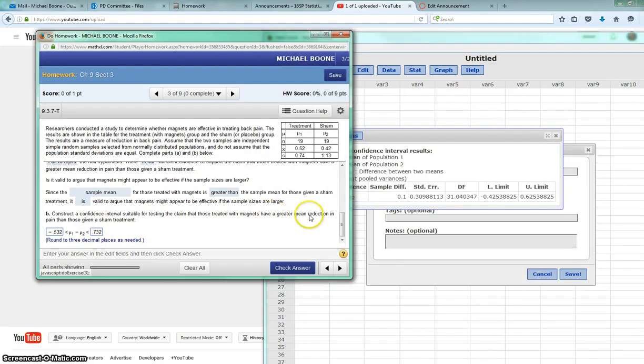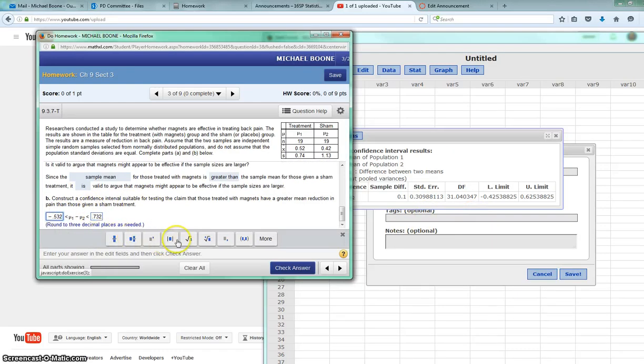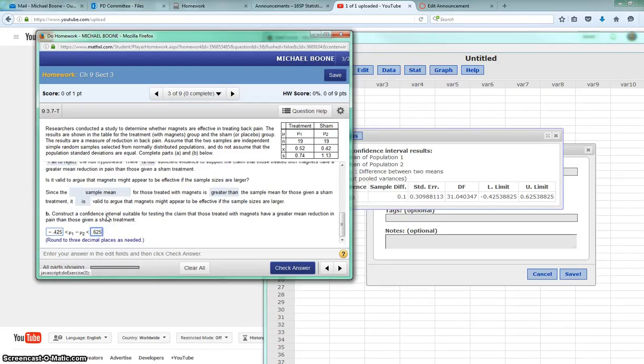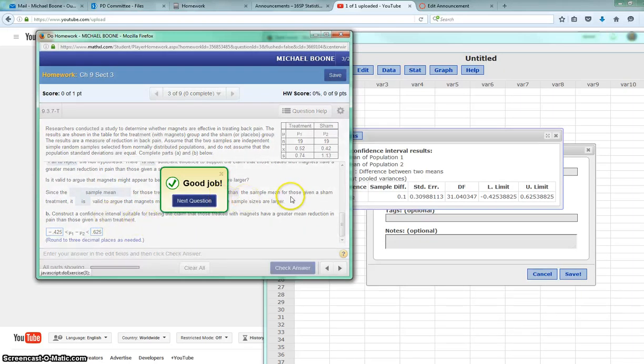Those treated with magnets have a greater mean reduction in pain than those given a sham. Let's try this. Not necessarily certain that this is right. I don't think this would be right either. Oh, it is right.